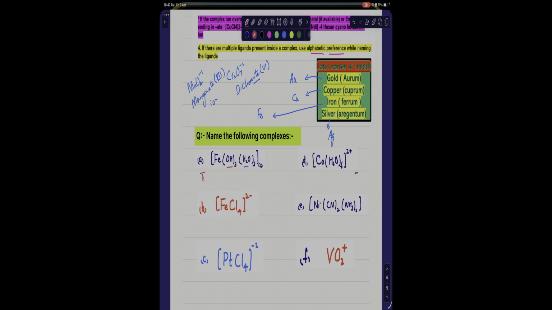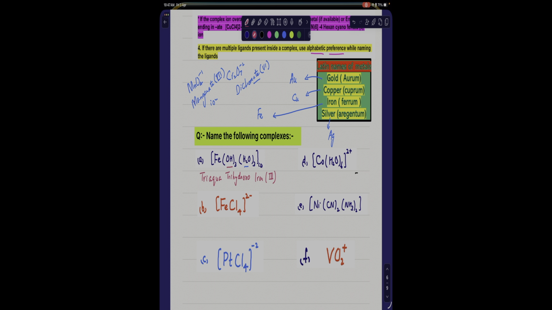So the name of this complex is going to be triaqua, then trihydroxo. And you can see this complex overall is having no charge, so we have to use the normal English name of the metal. So triaqua trihydroxo iron, and the oxidation number of this iron is +3, because there are 3 hydroxide ions and the overall charge is 0, so it means the iron over here is 3 plus. Okay, so the full name of this complex is going to be triaqua trihydroxo iron 3.